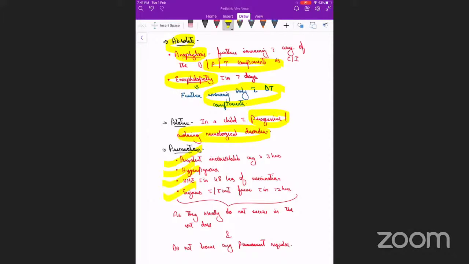Because most of the times it tends to recur with the next dosage as well. So if this history is present, then it is better to give immunization and to observe the child for the next few hours. Fine.